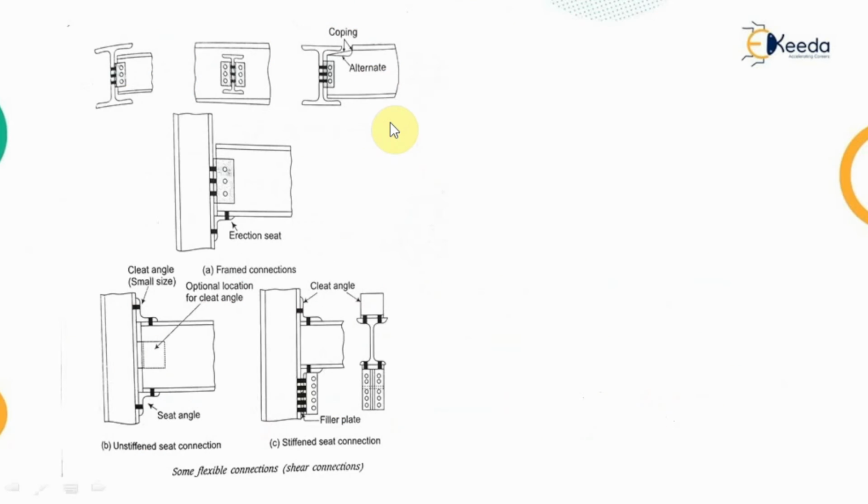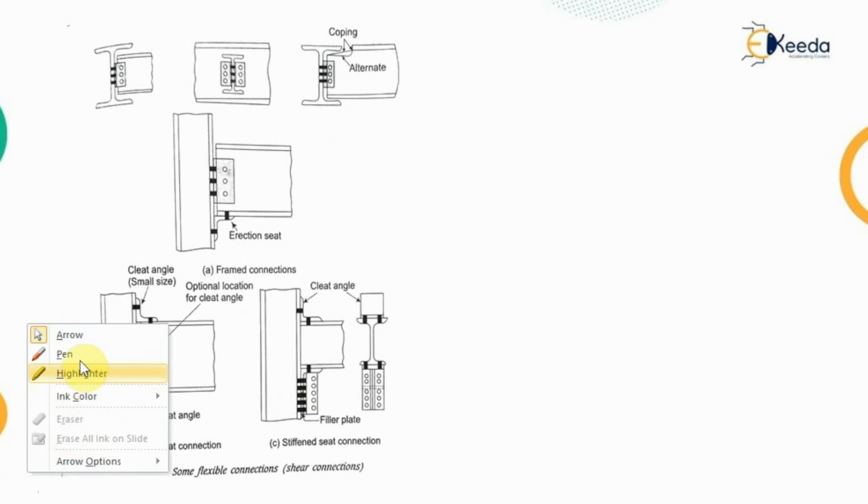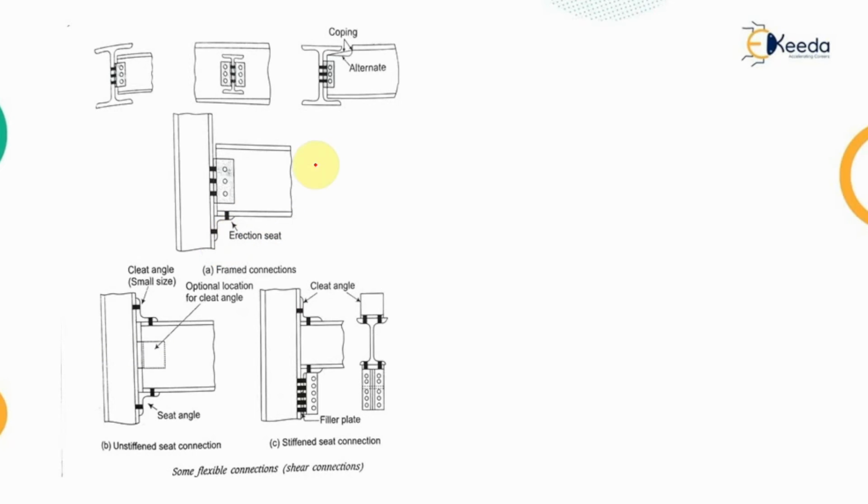Some of the flexible connections are shown in the figure. As you can see, these flexible connections are classified. As I've told you, these flexible connections are further classified into different categories, so we will be looking at them. Flexible connections are also known as simple connections, and these are also known as shear connections, only because these connections carry only the shear force. That means they transmit only the shear force, because the beam ends are free to rotate. Therefore, the restraining moment which is developing is equal to 0.